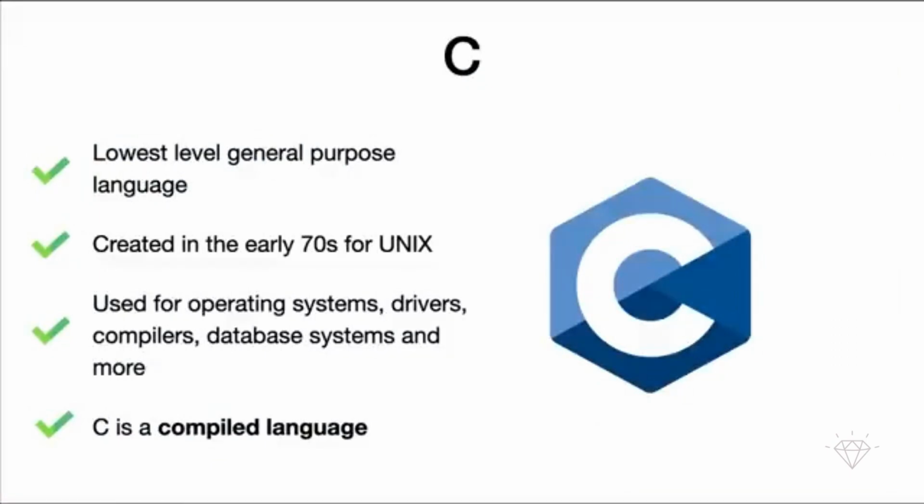It's used for things like operating systems. The Windows kernel, for instance, is built with C. It's also used to build compilers for other languages. It's used for drivers, database systems, and many other powerful programs. And C is also a compiled language.